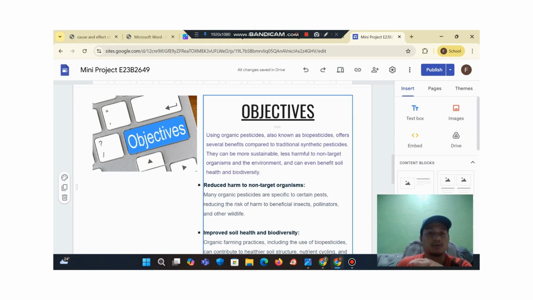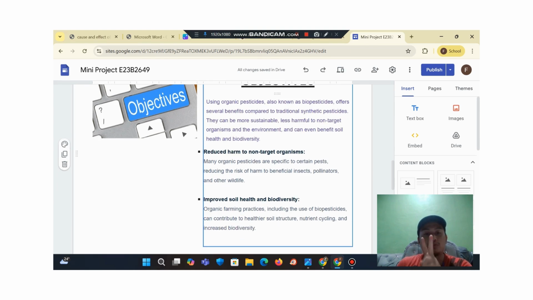Now, the objectives. I am going to use biopesticides, which offer several benefits compared to traditional synthetic pesticides. They can be more sustainable, less harmful to non-target organisms and the environment, and can even benefit soil health and biodiversity. I will put two of them. Number one is reduce harm to non-target organisms.